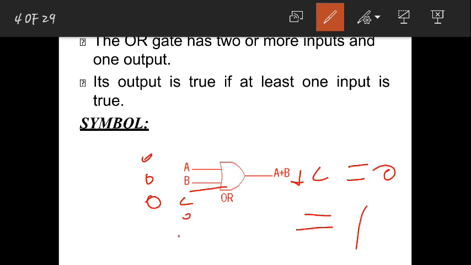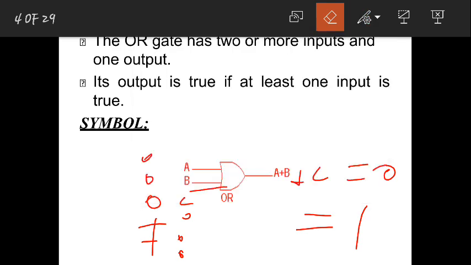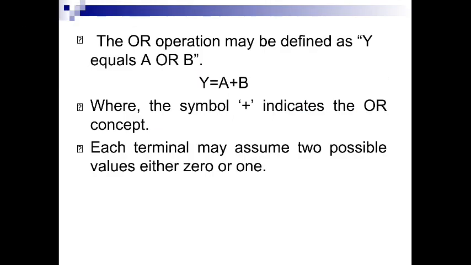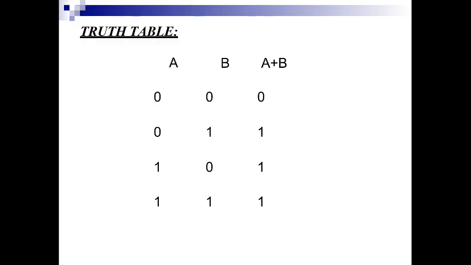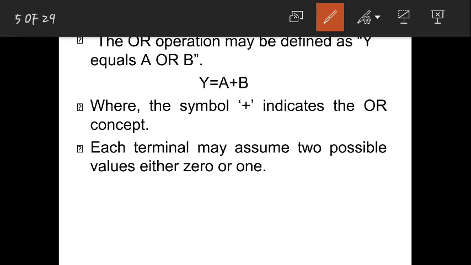When the 3 inputs are not all equal to 0, then the output will be equal to 1. This is the case, you should remember that, the definition of the OR gate. So that is what he has mentioned here. See, the OR operation may be defined as y is equal to a or b. This is called OR. In this way it is defined, where the plus symbol indicates the OR concept.